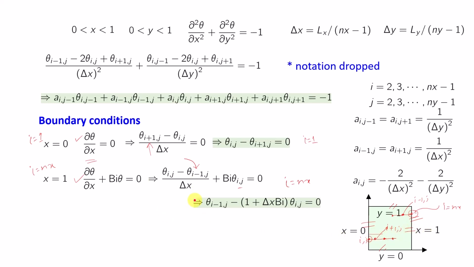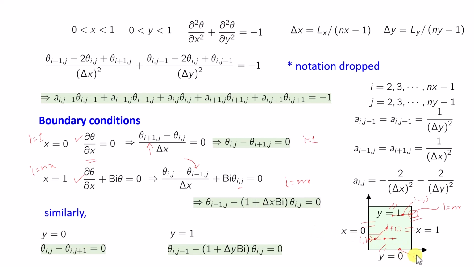In a similar way, you can develop boundary conditions at y equals 0 and y equals 1. Y equals 0, once again, is an insulated type boundary. So what will come here is theta ij minus theta ij plus 1. At y equals 0, this is my ij, and I can only go up to ij plus 1. I do not have a j minus 1 here. So the derivative will come from ij plus 1 minus ij. So this will be 0.